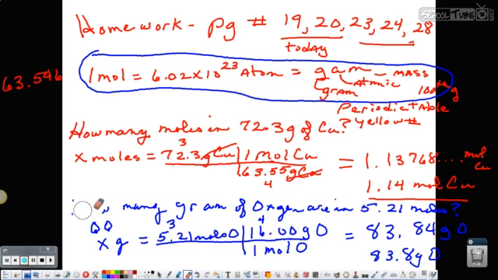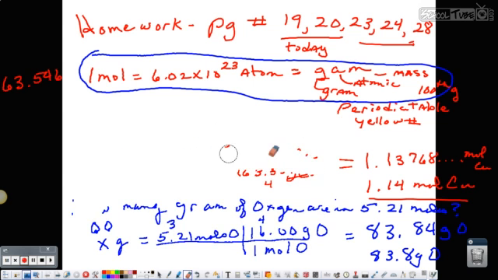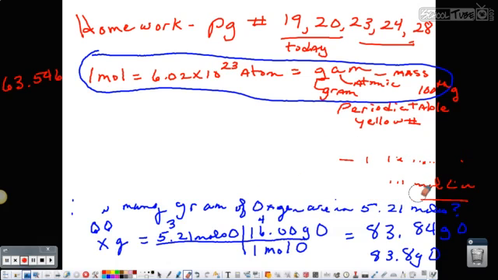I'll try to get my eraser here and erase this, because I'm going to go back and do another type of problem, because we haven't used that good old number 6.02 times 10 to the 23rd. Alright, so I'm going to erase this top one, leave the bottom one there in case you need a little more copying time, and I'm going to work another problem. Alright, another problem.